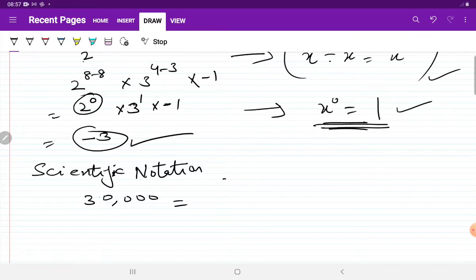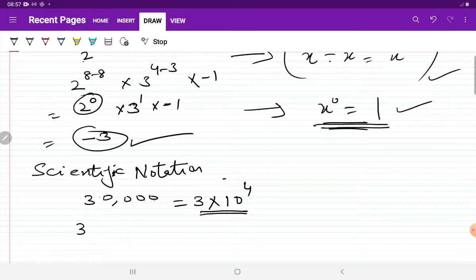So how can we write it? How many zeros are there? 1, 2, 3, 4. So I can write it as 3 into 10 raised to power 4. Nicely I can write it. My point is here I am writing it as 3 into 10 raised to power 4. It's a short form of this big number. This is the exponential form of this number.